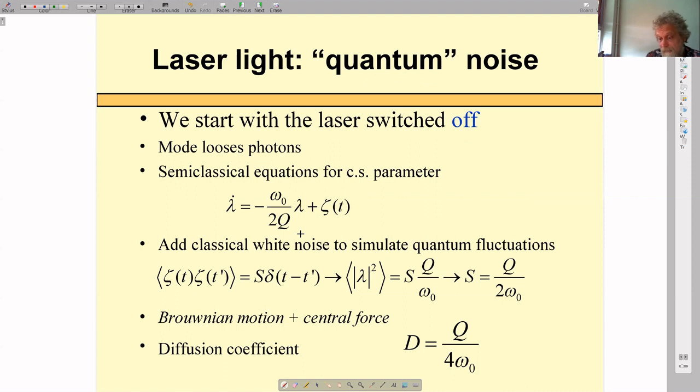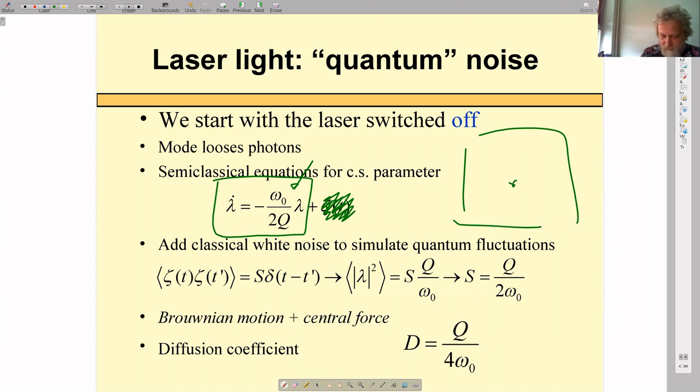Good, let us see. If it were classical, we would have an equation like this. A relaxation equation, which describes damping of laser light with this time constant. After a short time, lambda would become zero, right? So this equation would just describe, at any initial condition lambda, the motion towards zero.